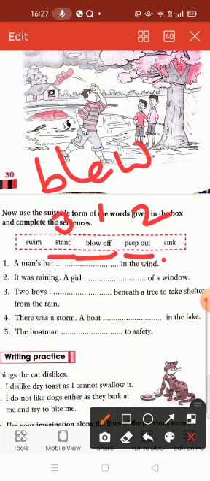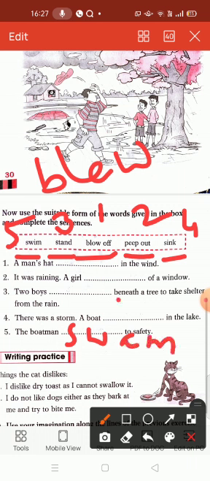There was a storm. A boat sank in the lake. The boatman dashed to safety. Swim's past tense is swam. The boatman swam. This is sank. Okay. Next exercise is very sweet.